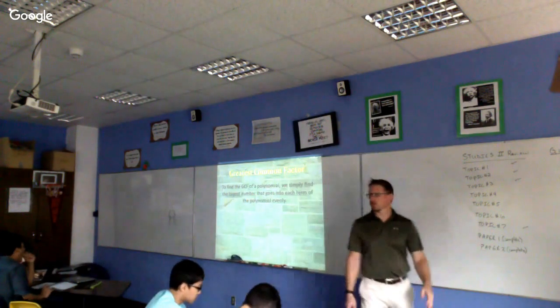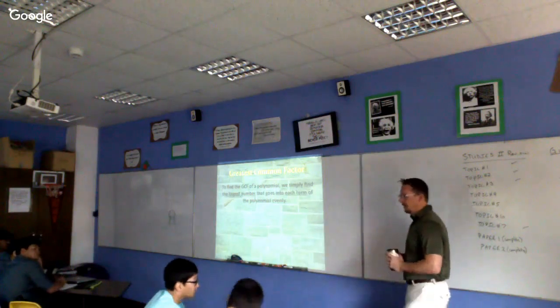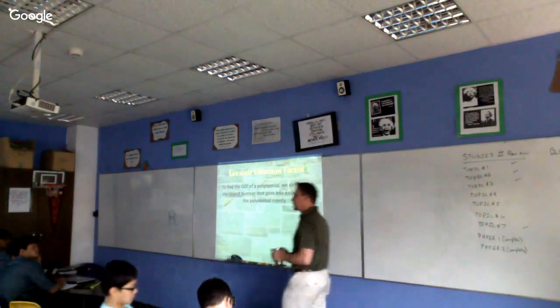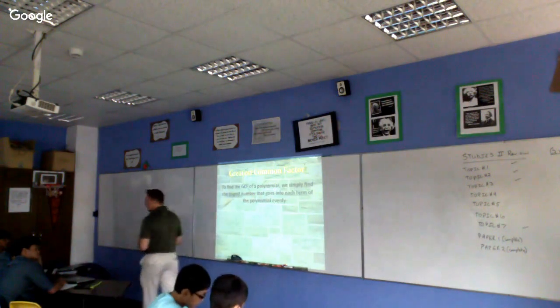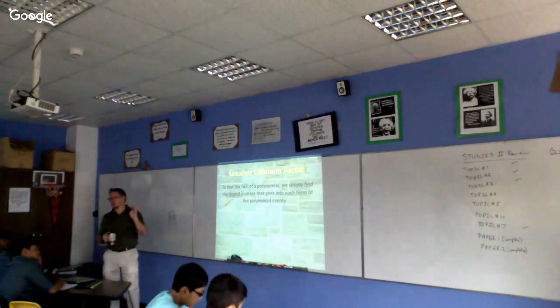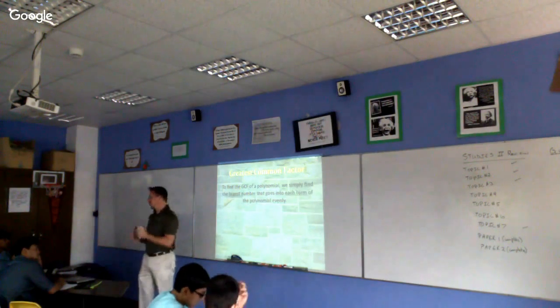A one-term polynomial is called a monomial. A two-term polynomial is called a binomial. A three-term polynomial is called a trinomial. And after that they do have quadrinomial, but we don't worry about those. Okay? So you've got monomial, binomial, trinomial. Anything more than that, we just classify as a polynomial.